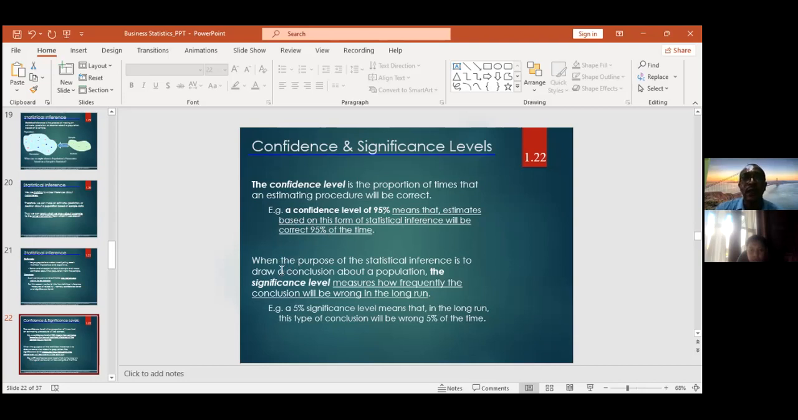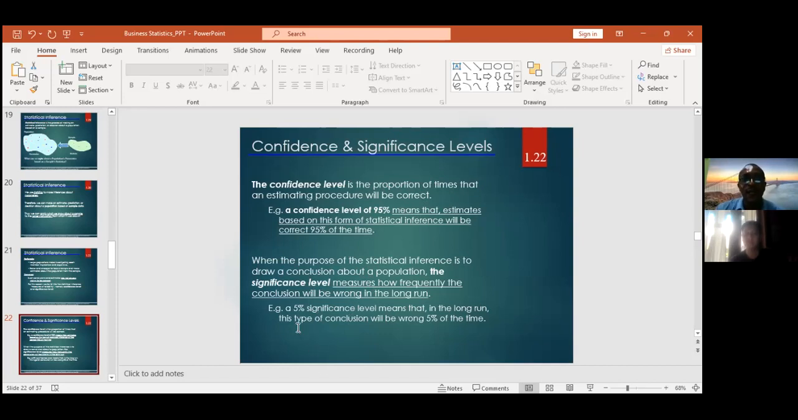On the other hand, when the purpose of the statistical inference is to draw a conclusion about a population, the significance level measures how frequently the conclusion will be wrong. Now, take note of the difference. Confidence level tells us whether we are correct or not in percentage terms. The significance level talks about the probability of being wrong in the long run. So take note of this difference. I will ask you a question later relating to these two.